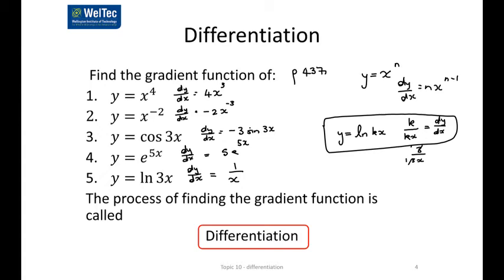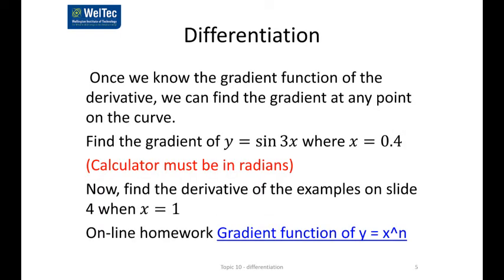The process then of finding the gradient function is called differentiation, and we are finding the derivative. So we're finding the slope function, we're finding the rate of change function. Once we've got that function, then if we've got a graph, we can find the gradient at any particular point. If we've just got some function that we haven't drawn, we can find the rate of change at any particular point.